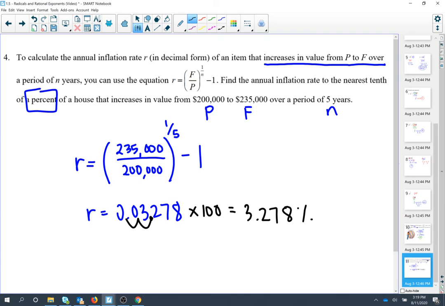But then it specifically said that we have to round it to the nearest 1/10 of a percent. Tenths place is 1 decimal. So the 7 tells me to bump it up. 3.3% would be our annual inflation rate.